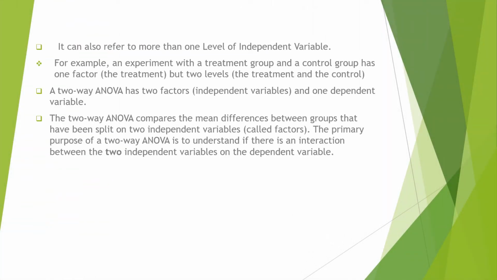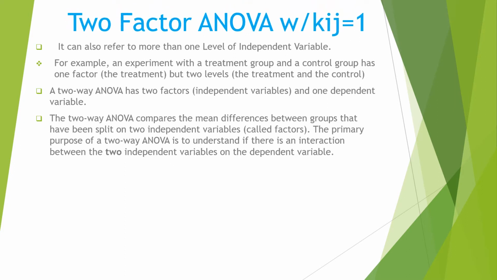Then we talk about what the two-way factor ANOVA is. So the two-way ANOVA compares the mean differences between groups that have been split on two independent variables, which are called factors. The primary purpose of a two-way ANOVA is to understand if there is interaction between two independent variables on the dependent variable.